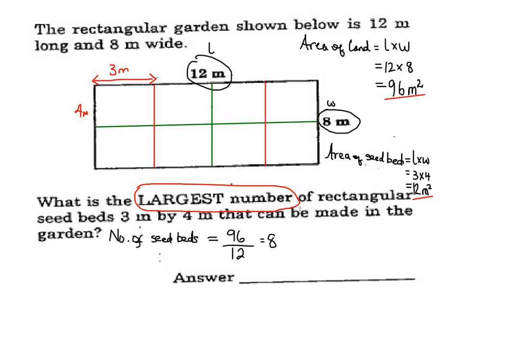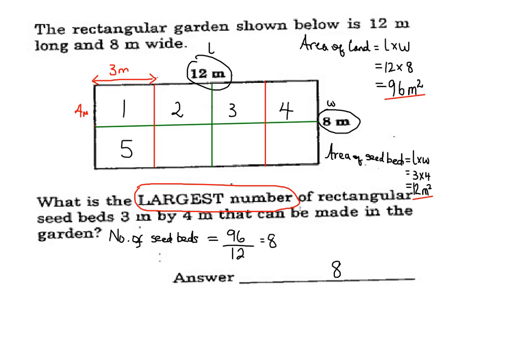So the number of seed beds we can get from this plot of land is 8 seed beds. So we'll put that answer on our answer line, right? We can get 8 seed beds, 12 meters squared area, right? And like I was saying, just from the drawing as well, we would have seen it, right? We could get a total of 8 seed beds here, right?